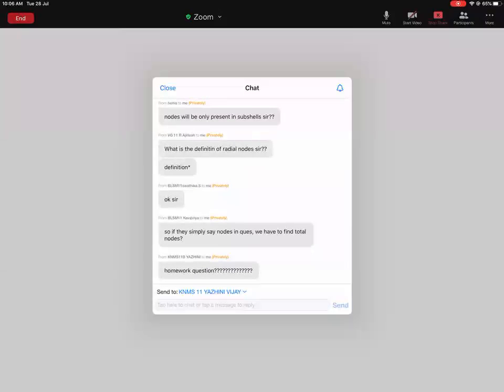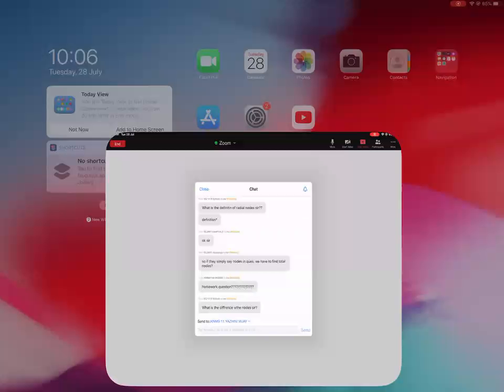Next is homework questions. So let us understand this whole concept of nodes, because there were a few questions in the exam based on that. So I thought I should clarify that first. If it is understood, we will move on.